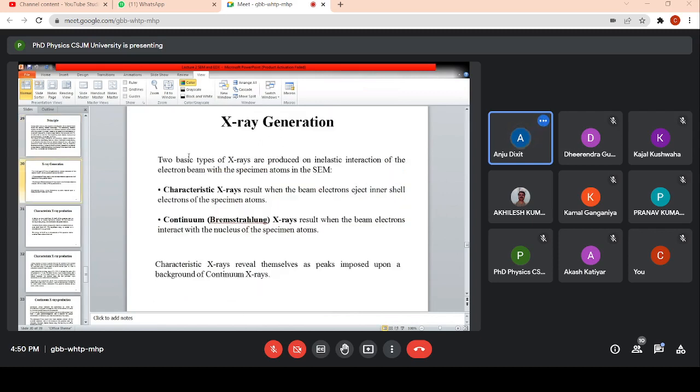So, two types की X-rays यहाँ पे प्रोड्यूस हो रही हैं. X-ray generation दो तरीके का generation है. Two basic types of X-rays are produced on inelastic scattering.